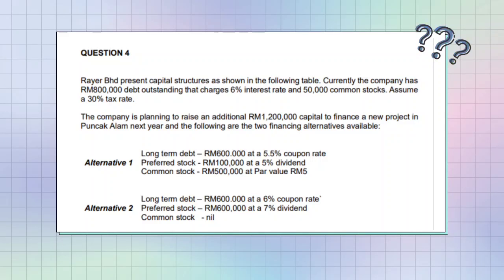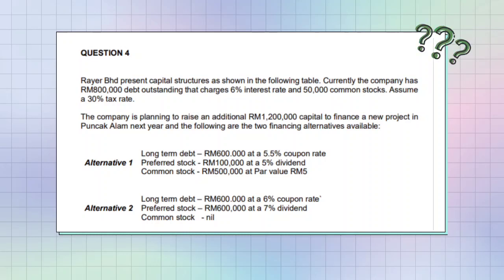Next, I would like to present question 4, which refers to chapter 6 that we have learned before this. Chapter 6 is about financial structure and the use of leverage, but this question directly asks about point of indifference. The question is, Raya Berhad's present capital structure is as shown in the following table.